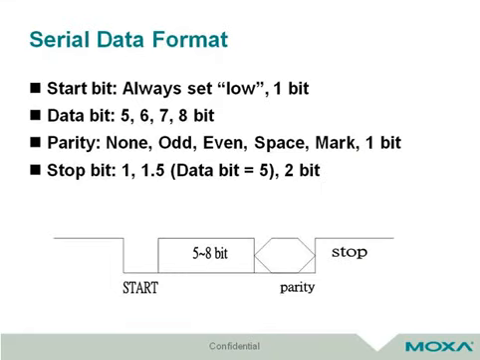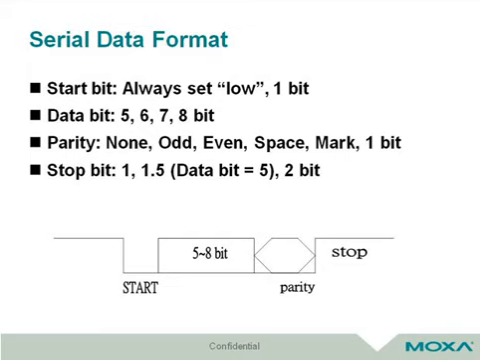Before jumping in UART's main function, let's take a look at serial data format first. For serial data, it includes start bit, data bit, parity bit, and stop bit. Start bit is always set low, 1 bit. Data bit can be set from 5 to 8 bits. Parity bit is 1 bit. It is used for checking if the data is correct. Stop bit can be set 1, 1.5, or 2 bits.